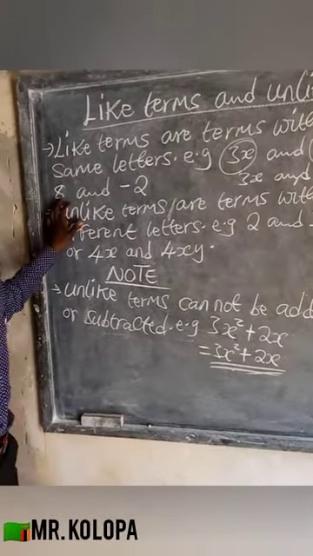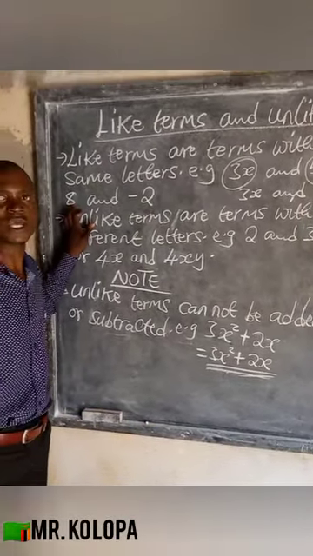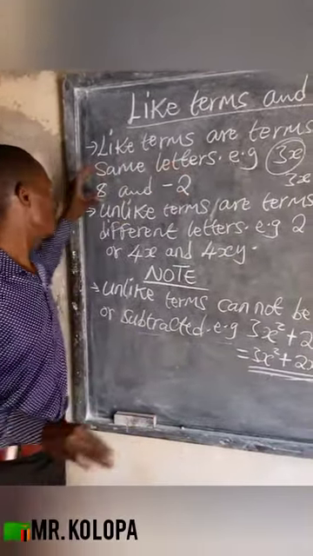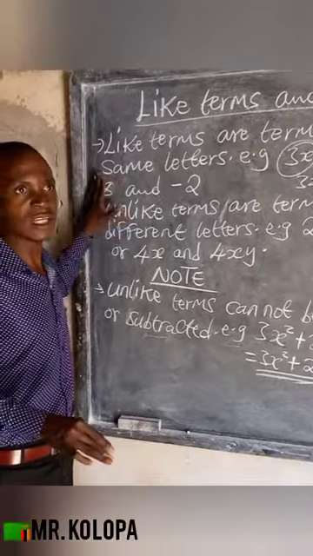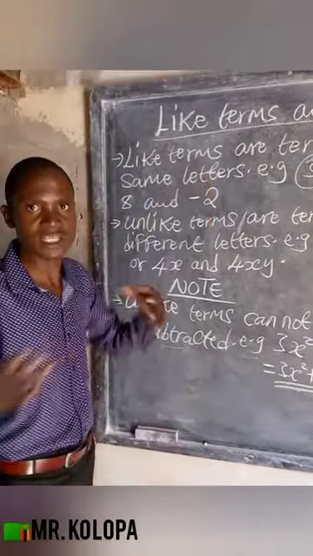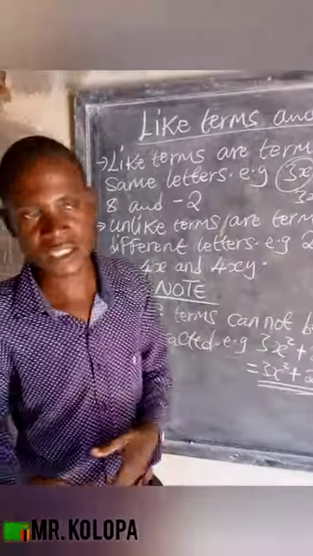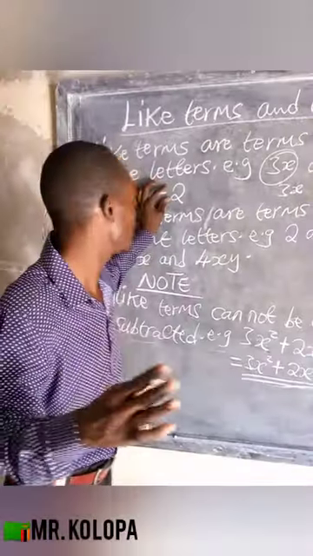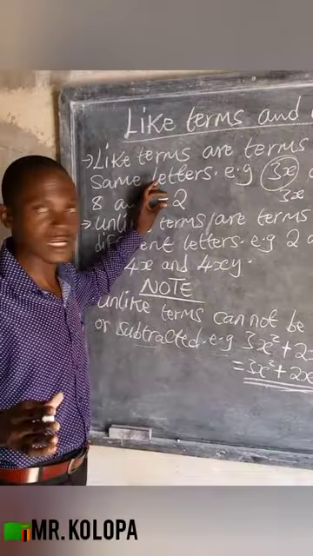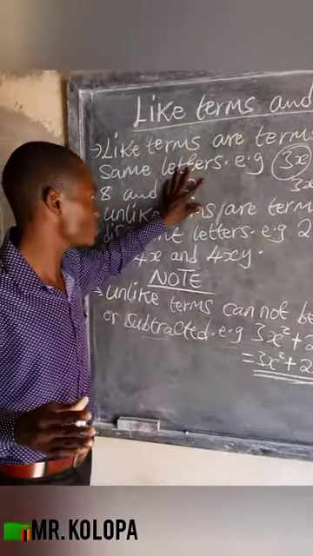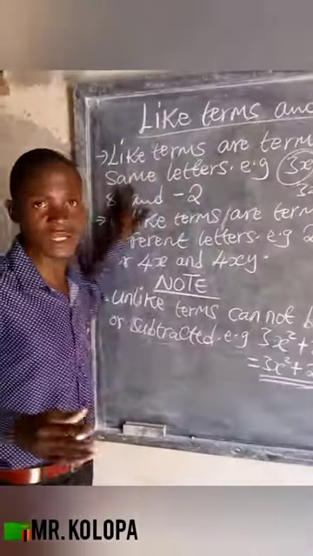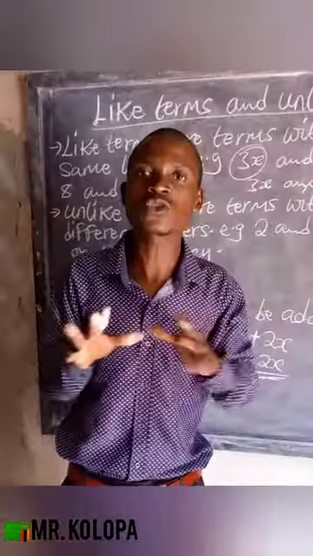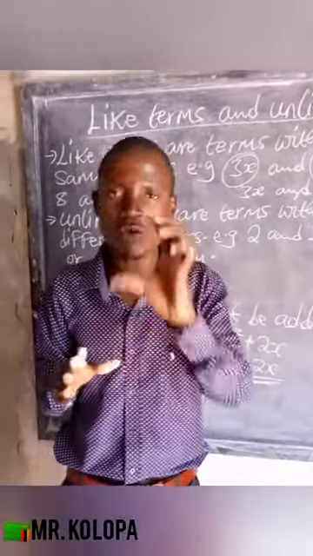Let's look at this one. Numbers themselves are also like terms. If you look at 8 and 2, this 8 has no letter, and this one is also just a whole number, a number without a letter. So all those numbers, although we have a negative, don't look at the negative. We are looking at the letters. This one has no letter, this one has no letter. So we have like terms. Numbers themselves are also like terms. So take note of that.